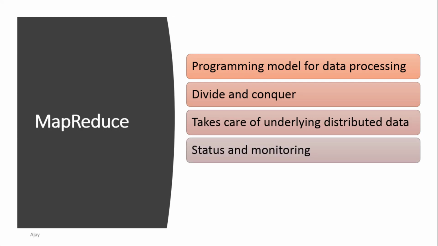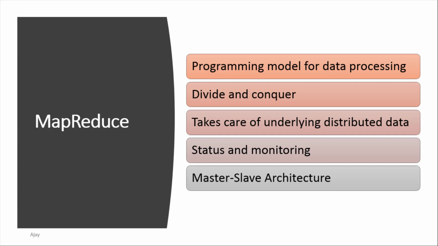Since the program can be executed across thousands of systems parallelly, there are chances that the execution might fail in many cases. In those cases, MapReduce would re-invoke those failed processes until it succeeds. Hence, it will take complete responsibility for status and monitoring. Similar to HDFS, MapReduce also works on master-slave architecture, which we are going to discuss next.